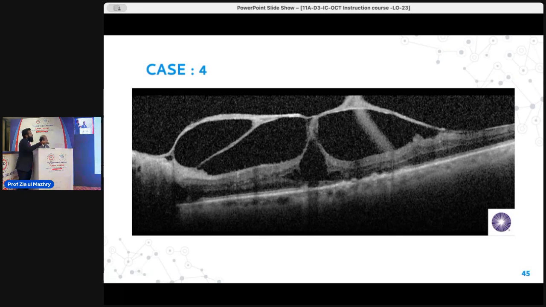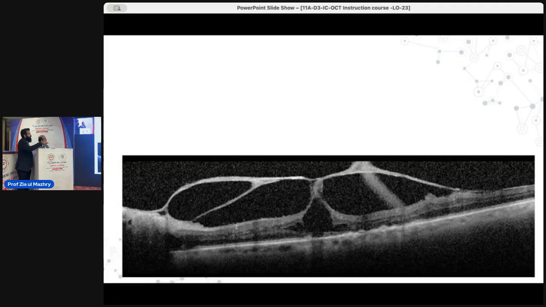So where is the pathology? Level of pathology. First of all, we have to identify that. So level of the pathology is that we can see the vitreoretinal interface is not normal. First of all, we have to identify the abnormal. So the abnormal thing is that the vitreoretinal interface is not normal, and the macula has traction being caused on it.